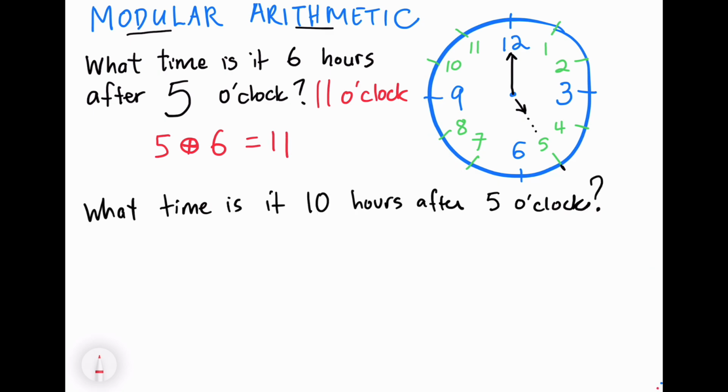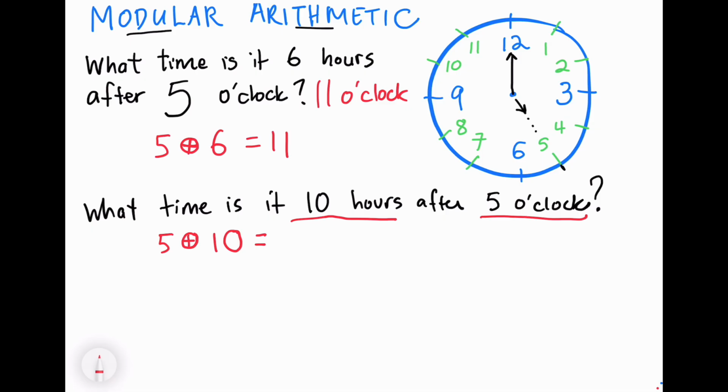Now we ask, what time is it 10 hours after 5 o'clock? So again, I'm going to write this as 5 plus with a little circle for clock arithmetic, 5 plus 10. And the question is, what is that equal to? Is it equal to 15? The clock doesn't have a 15.